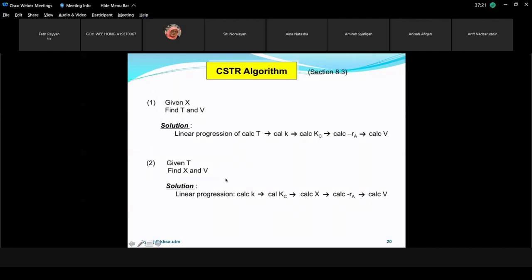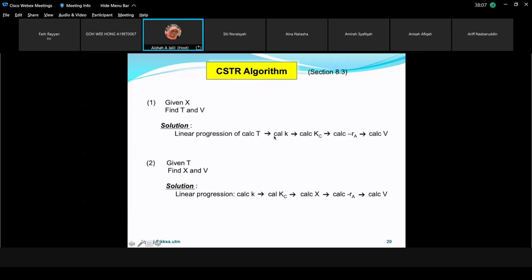And then this is the algorithm to show you for the CSTR. This one is how to find the T and V when the X is given. For the solution, you have to calculate T from the linear progression, and then when you get the T, you can calculate for the K. You can remember the Arrhenius equation from the first, second or third slide for this chapter.